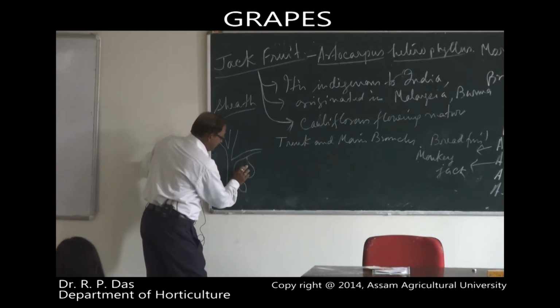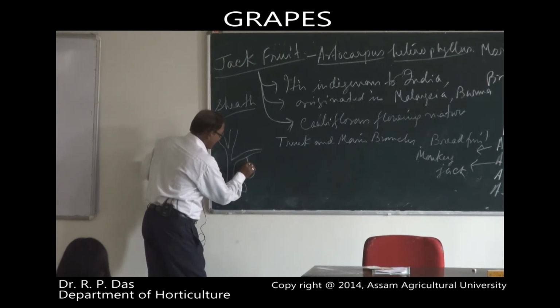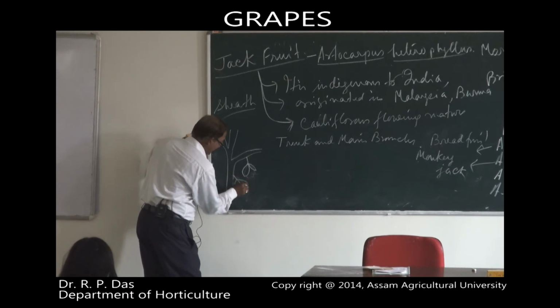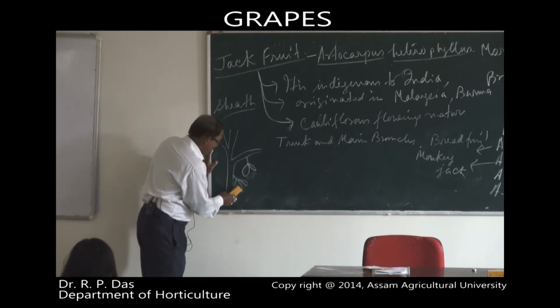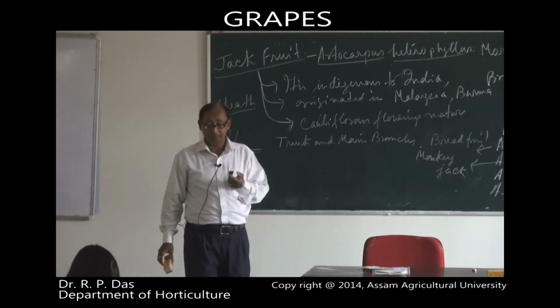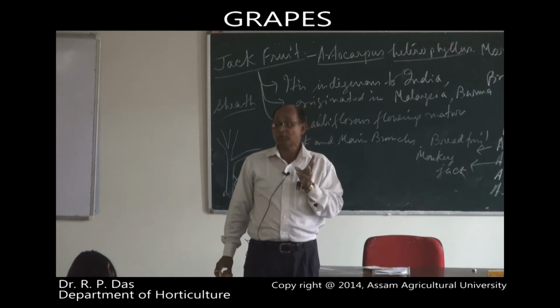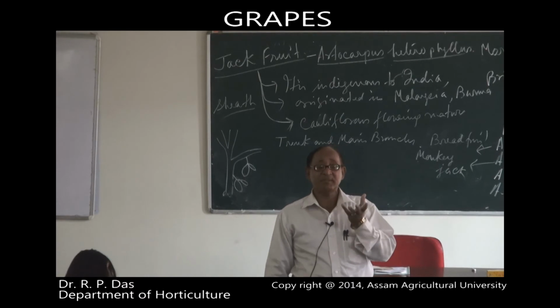After releasing this, it drops off, then you will find two flowers. One is the female flower, another is the male flower. Female flower is bigger in size, and male flower is small. Male flower surface is smooth, female flower surface is granular.